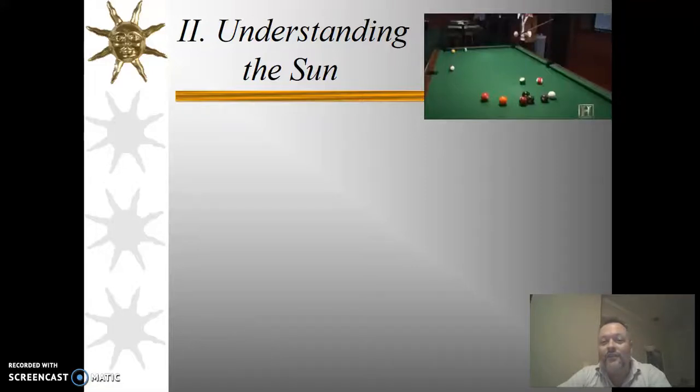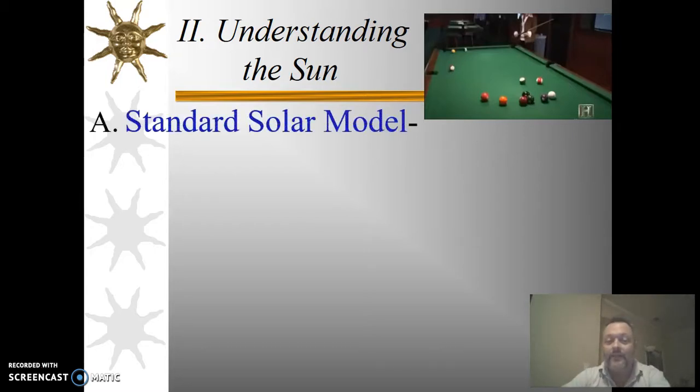Section 2, Understanding the Sun. There's an amazing amount that we do know about the sun, but I imagine there's a whole lot left to learn because it is so incredibly complex.